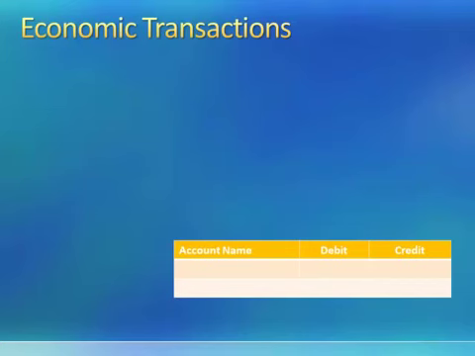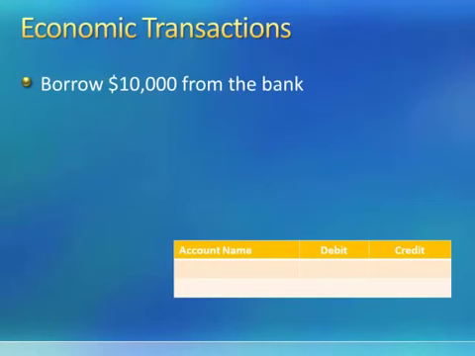On our screen, we have a subset of a journal. We have the account name, the amount debited, and the amount credited. We'll use that to record our transactions. First, we borrow $10,000 from the bank.